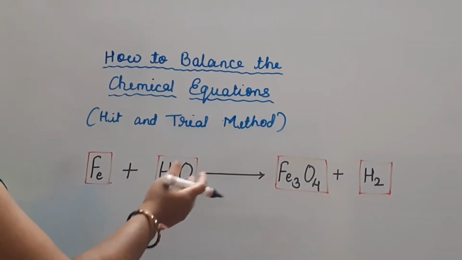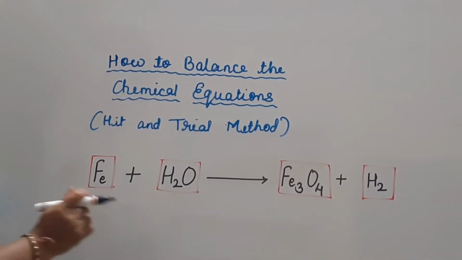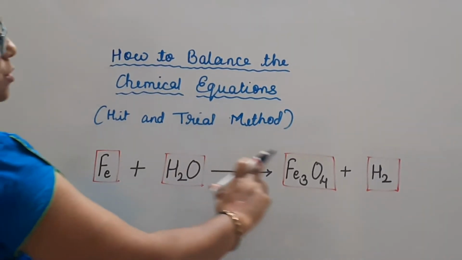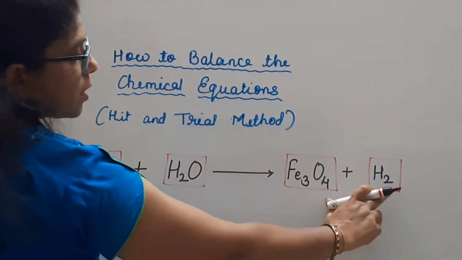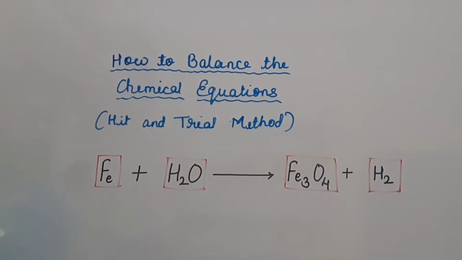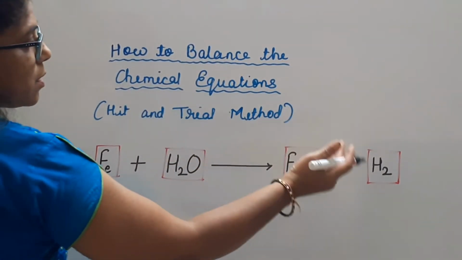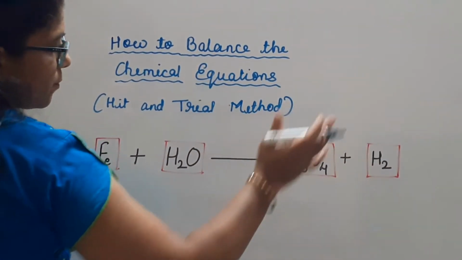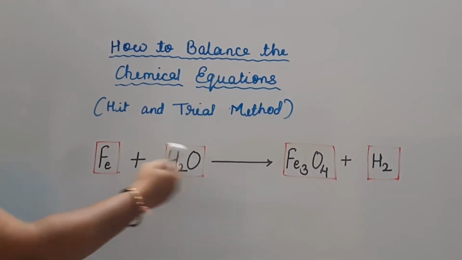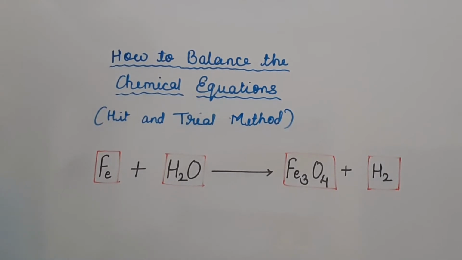Now let us see one more example to balance the chemical equation. Now here we find iron reacts with water, that is moisture, to form the oxide form of iron and hydrogen gas. Now what our law of conservation of mass says is that the number of atoms of each element entering the reaction must be equal to the number of atoms of each element on the product side.